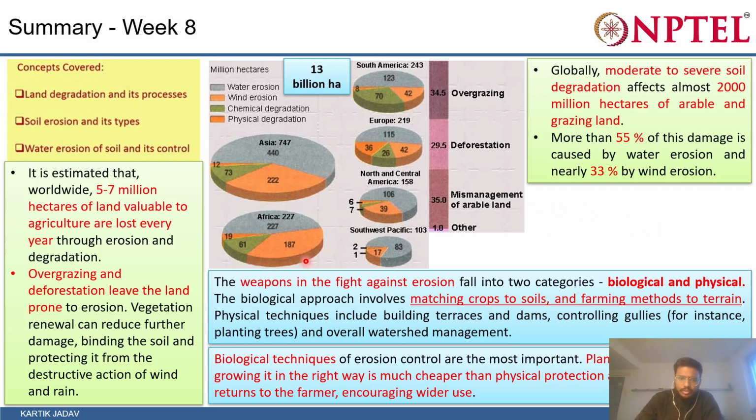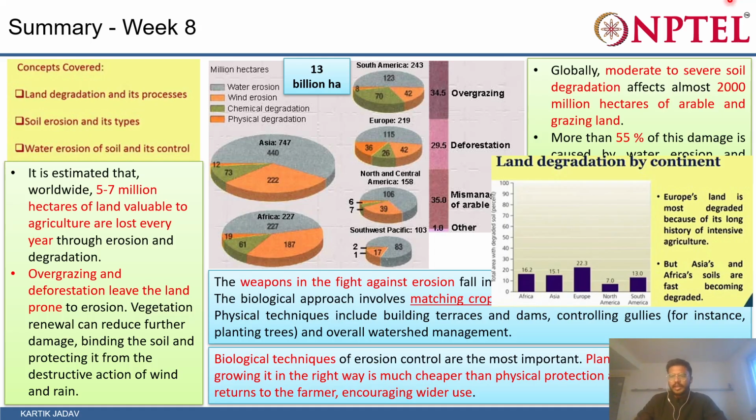Before we go into that, the fight and weapons against erosion are biological and physical. Biological, like mulching, crops to soil, farming methods to terrain, and physical techniques like terraces and dams, controlling gullies, overall watershed management practices, including drainage, and certain biological techniques. Erosion control is the most important. Now, these are the general overview.